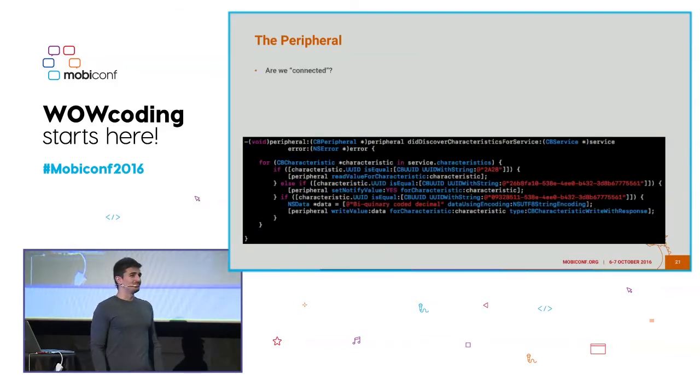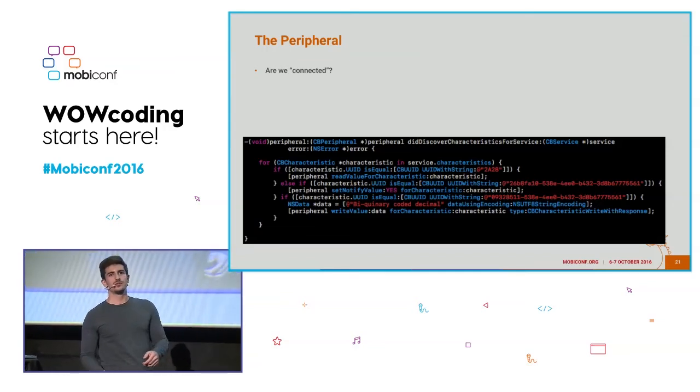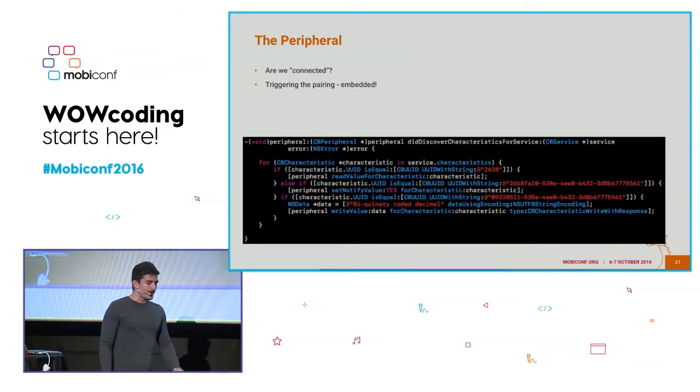Are we connected? So we got the did connect peripheral. We can check into the peripheral state. We can check everything, but it's not fully connected, not to me. Why? We need the pairing keys to be useful, right? And how do we get that to fire?